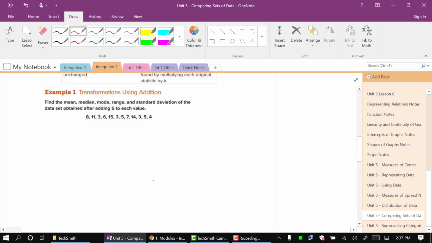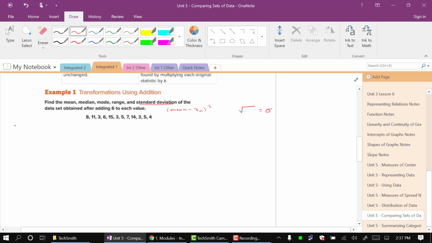So we want to find the mean, median, mode, range, and standard deviation of the data set obtained after adding 6 to the values. So remember, standard deviation, that's where you take whatever our mean is, we subtract it from each one of our numbers, square it. We add all the squares together, and then we take a square root of that. That gives us our standard deviation.